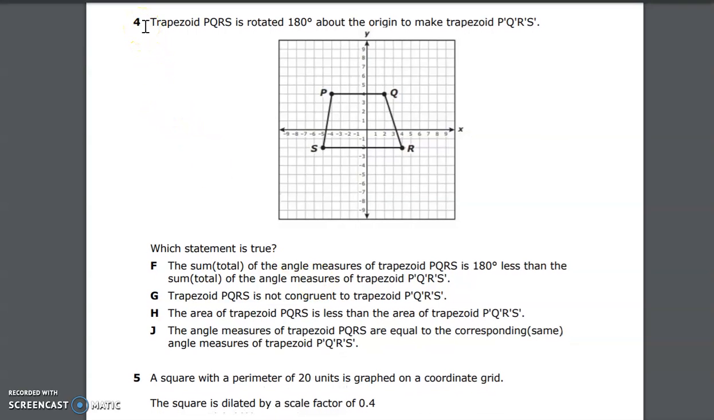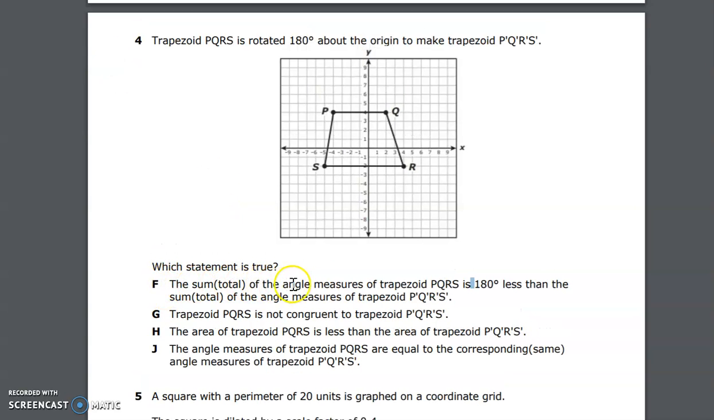Number 4, trapezoid PQRS is rotated 180 degrees about the origin to make this other trapezoid. So it's rotated 180 degrees. Which statement is true? F, the sum total of the angle measures of the trapezoid is 180 degrees less than the sum total of the angle measures of the trapezoid, the new one.